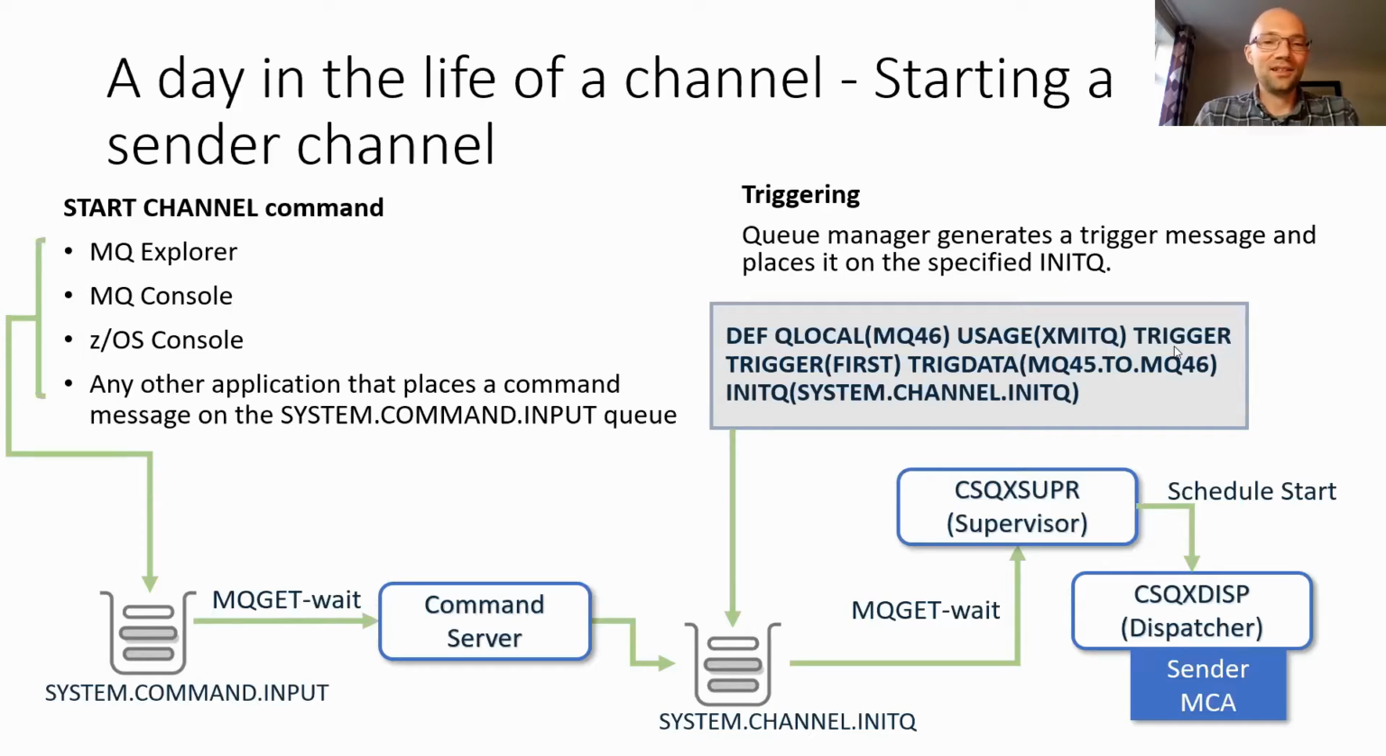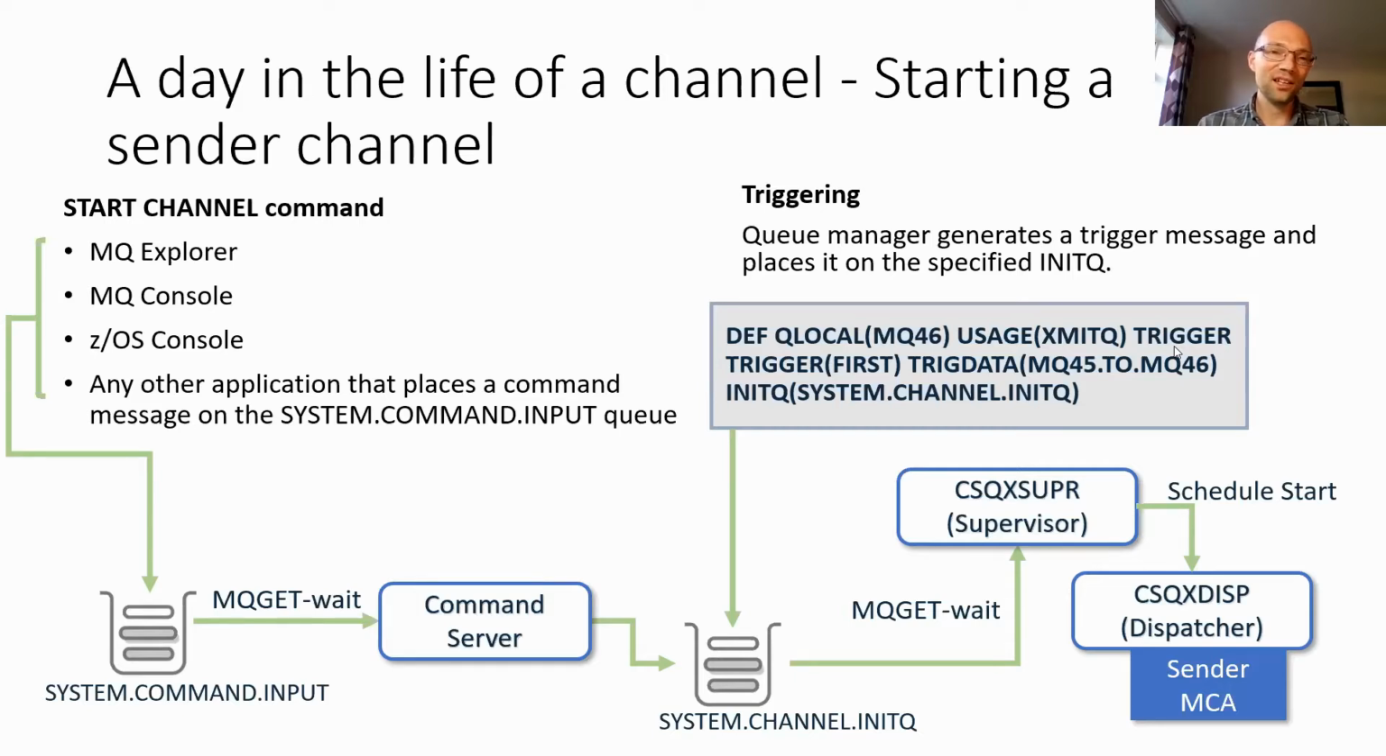Of course, the command server runs in the queue manager, but the queue manager isn't what starts the channel, it's the channel initiator that starts the channel. The command server in the queue manager needs to put a message to the system channel initiator queue to get the channel initiator to pick that up and actually do the work of starting the channel. When that happens, it's the supervisor task that goes and starts the channel on a certain dispatcher task.